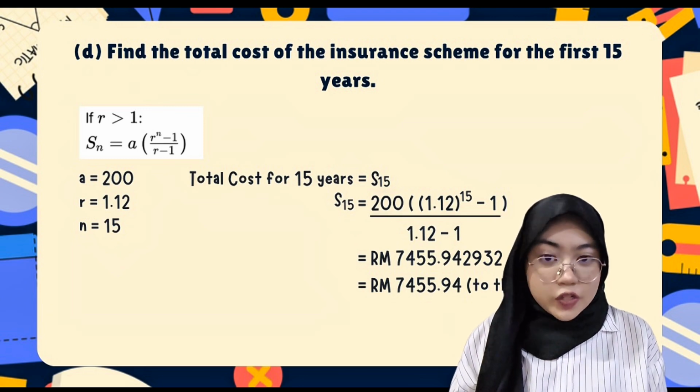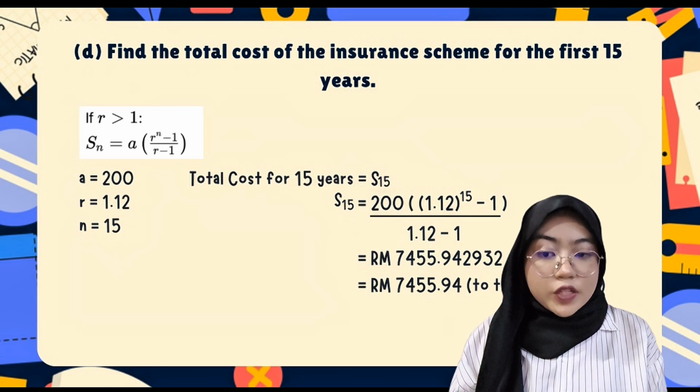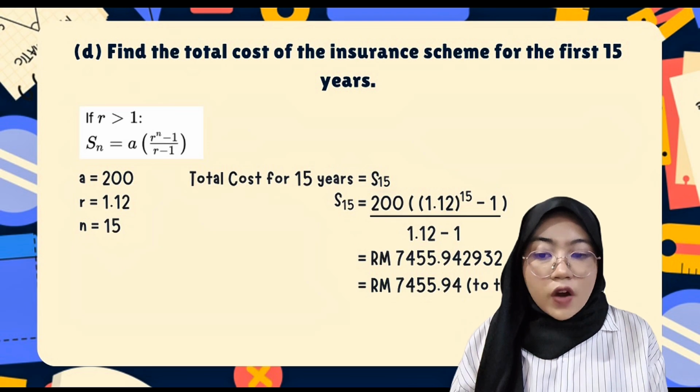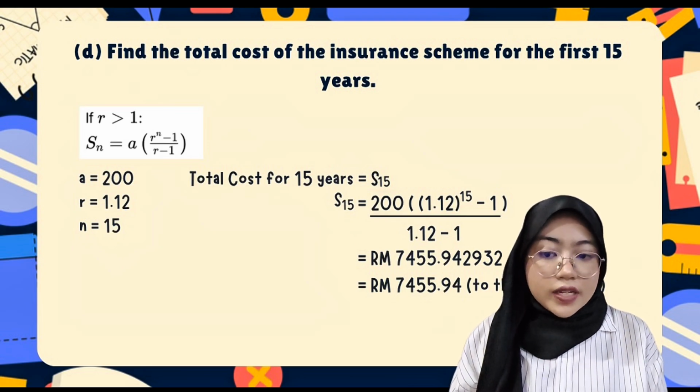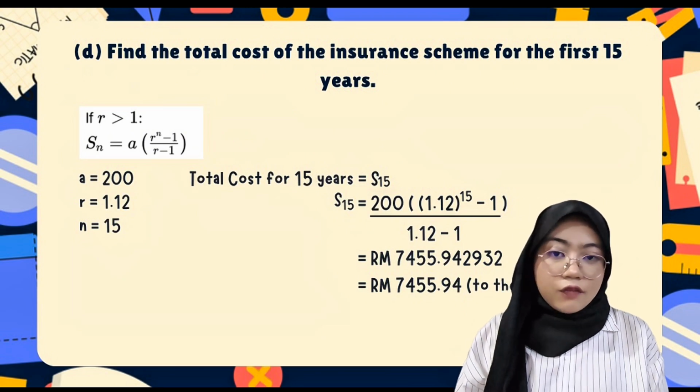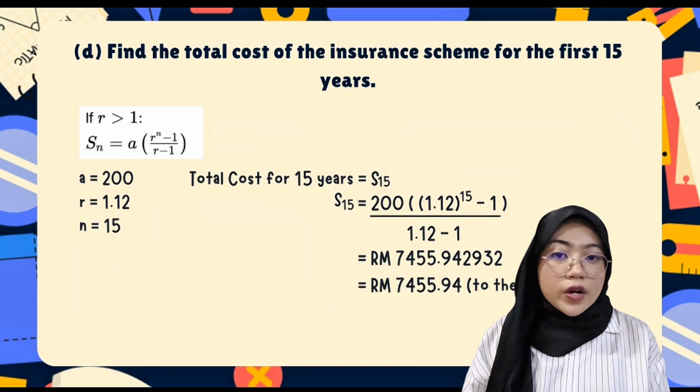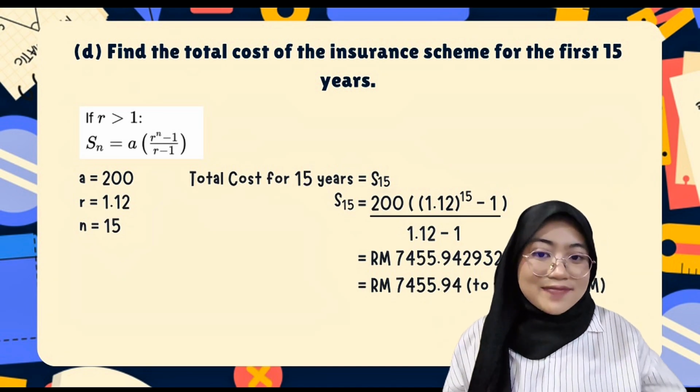S15 equals 200 times 1.12 to the power of 15 minus 1 over 1.12 minus 1, and we will get 7,455 ringgit 942,932 cents, and then we will round it off to the nearest ringgit, which will get 7,455 ringgit and 94 cents. And that is all for our geometric sequence questions.